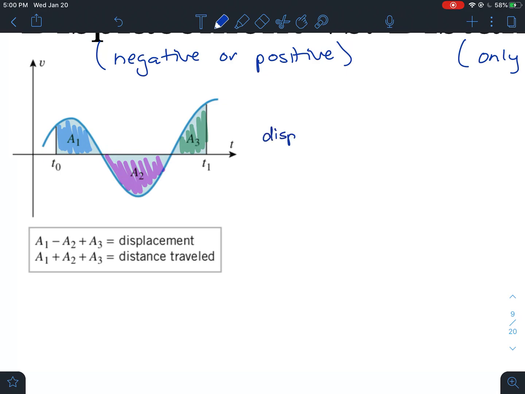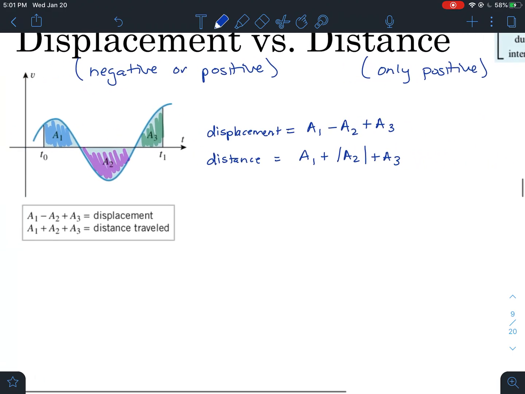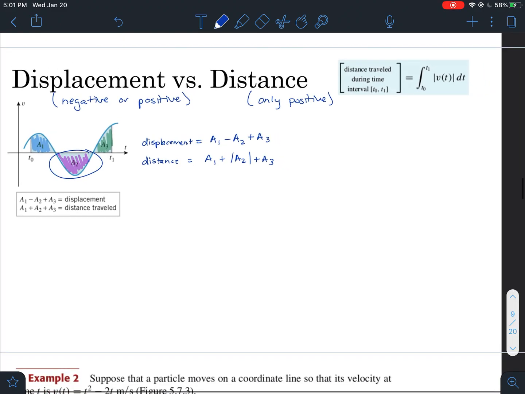So displacement would look like a1, then minus a2 because it's negative, then plus a3 because it's positive. Your distance would view a2 as positive. So you would take a1 plus the absolute value of a2, then plus a3. So for distance, you pretend that this little piece right here, even though it's a negative displacement, is positive. And that's going to be the difference between displacement and distance.